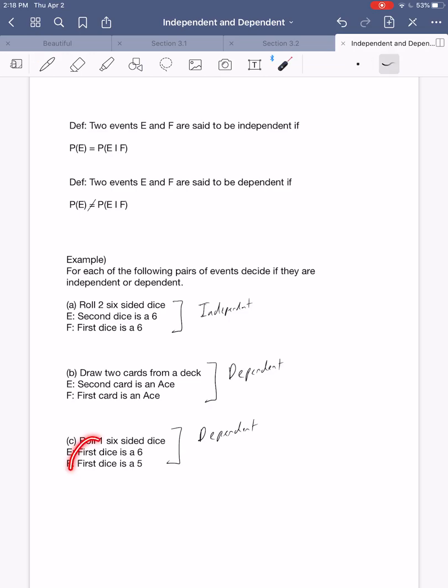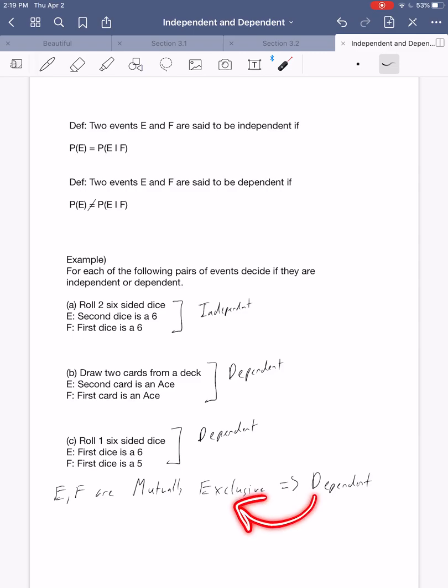Actually, this is a pair of events that we have another name for. E and F in this case are mutually exclusive. They actually can't happen at the same time because they are about two different things happening on the same roll of the dice. So they're mutually exclusive. And whenever things are mutually exclusive, that immediately implies that they are dependent. So if you ever have a mutually exclusive pair of events, you automatically know that they are dependent.